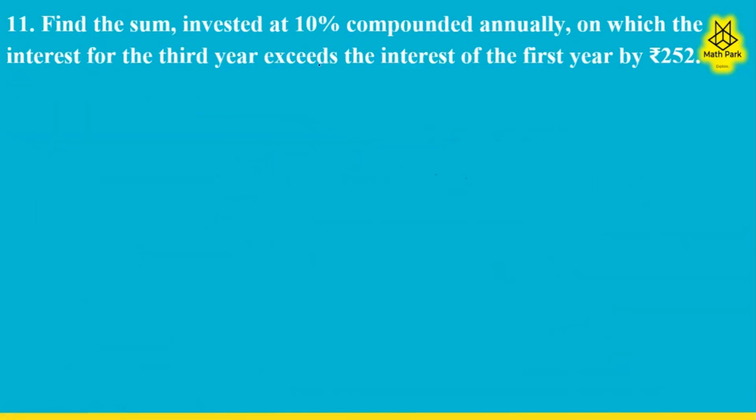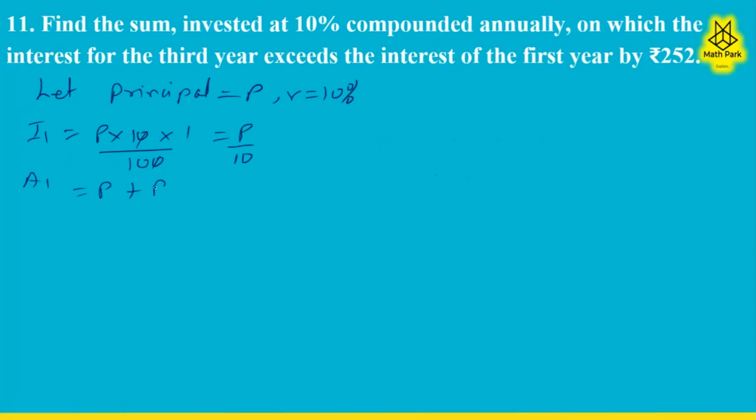Find the sum invested at 10% compounded annually, on which the interest for the third year exceeds the interest for the first year by rupees 252. So here let the principal be P. Then the rate of interest is given as 10% compounded annually. So let us find the interest for the first year, which is P into R into T upon 100, which we get as P upon 10. Then the amount at the end of the first year is going to be P plus P by 10.